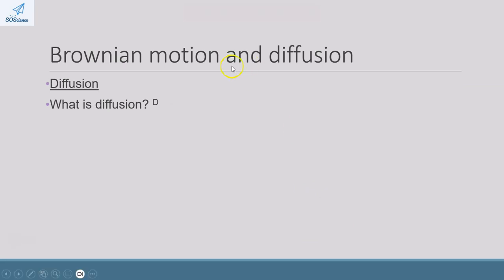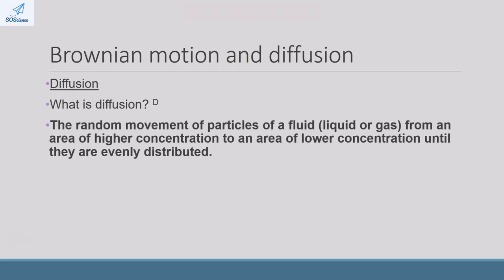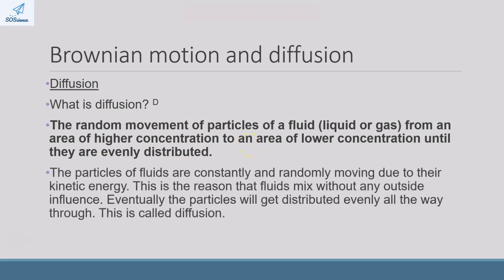And what is diffusion? Well, this is a definition that we need to be aware of. Diffusion is the random movements of particles of fluids, meaning liquids or gases, from an area of higher concentration to an area of lower concentration until they're evenly distributed. So the process of diffusion will end when the particles are all evenly distributed throughout the medium. The particles of fluids, meaning the particles of liquids and gases, are constantly moving because they have kinetic energy.